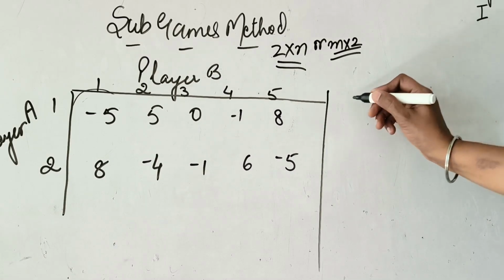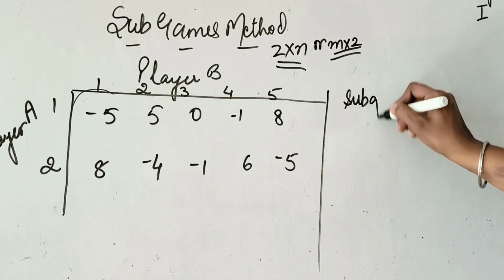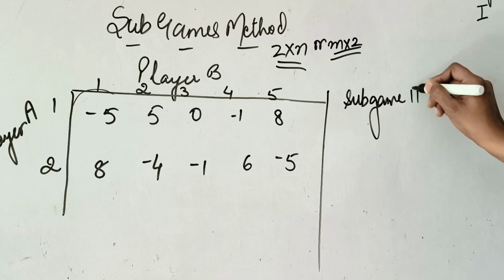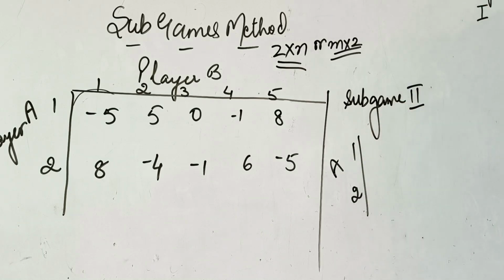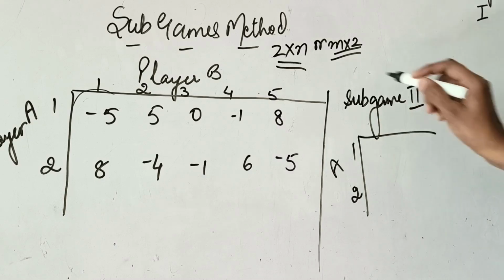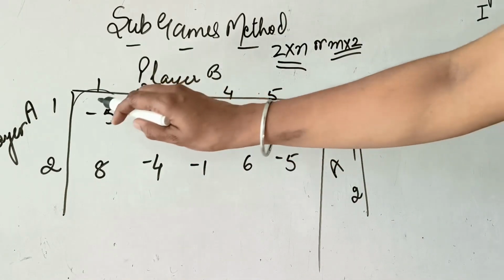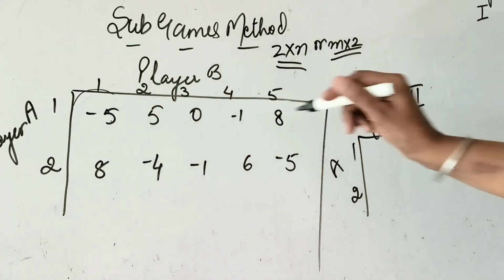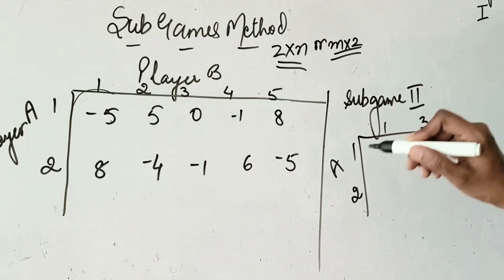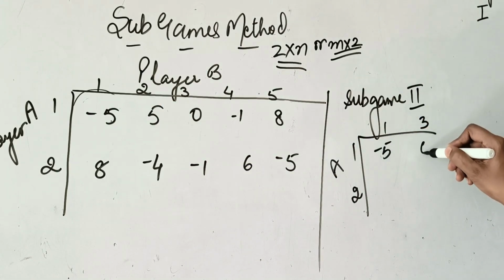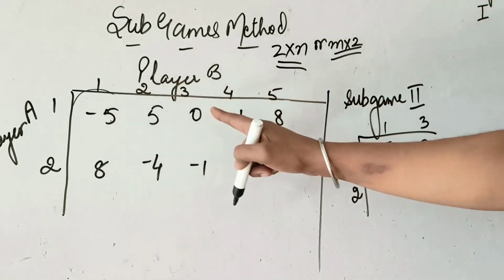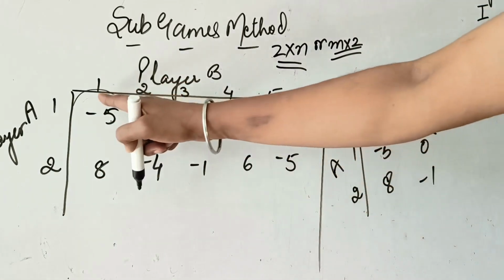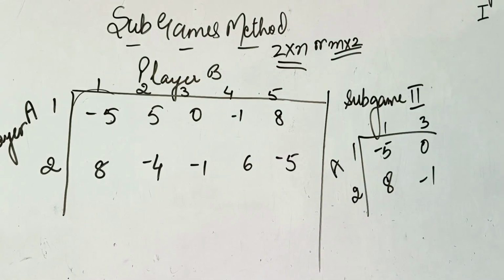So now coming to the second subgame. Now subgame 2. In subgame 2, I am taking player A with a fixed strategy 1 and 2. But here I will be taking first and third for player B. Earlier I took first and second. Now I am taking first and third. So the values are -5, 0, 8, -1.